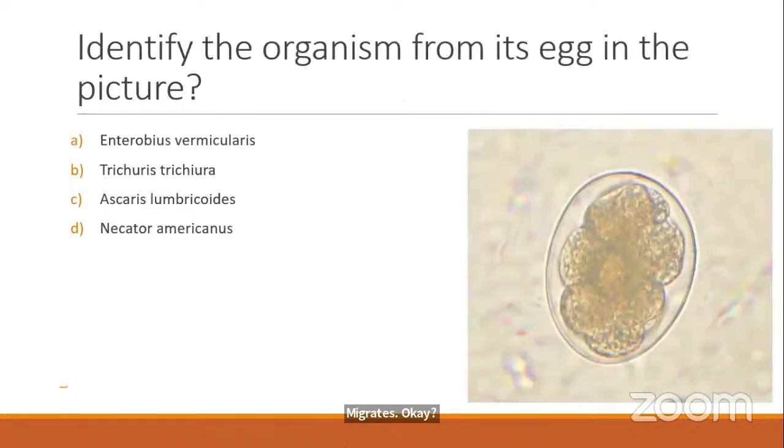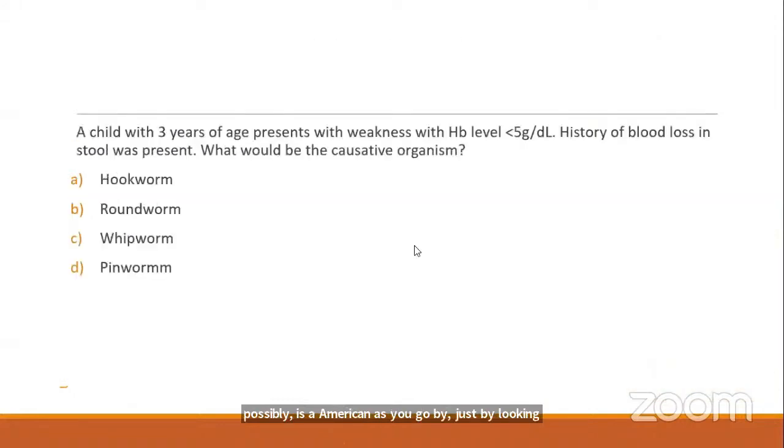So identify the organism from its egg. No, this is an egg wherein there is no proper bile staining. Yes, it is standing for hookworm egg. So the best answer possibly is Necator americanus. Just by looking at the egg, you cannot come to a conclusion, but this is an egg for Necator americanus. Okay.